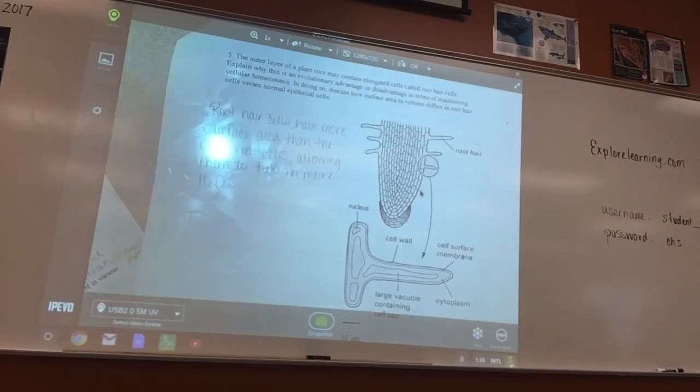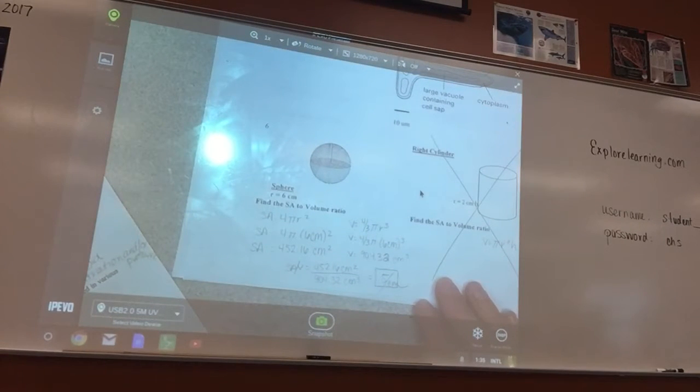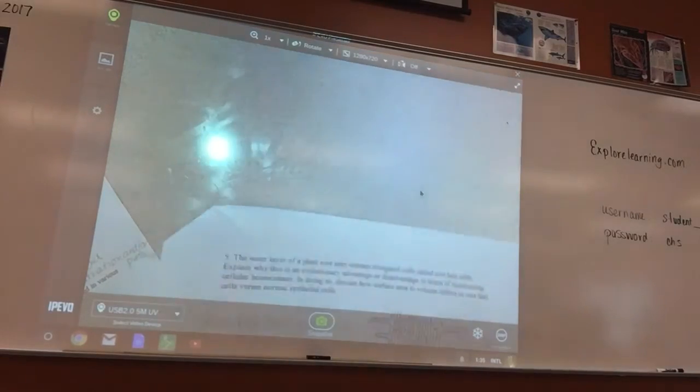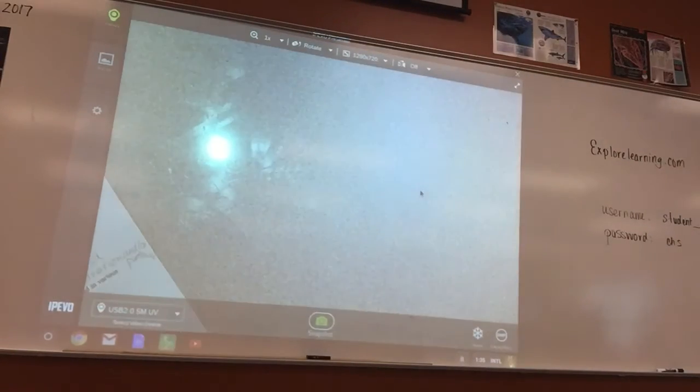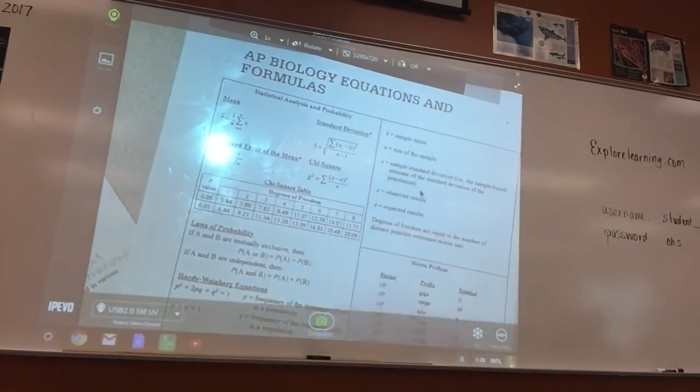All right? And then lastly, number 6 had you calculate the surface area to volume ratio of a sphere. So the surface area is calculated 4 pi r squared. It tells you the radius is 6, so you plug 6 in there and we get 452.16 centimeters squared. And then the volume is 4/3 pi r cubed, and so you plug in 6 and you get 904.32. Divide those and you should get 25. Okay? And like I said, I do have a surface area to volume ratio equation, and you're going to be given exactly what is on this sheet here.